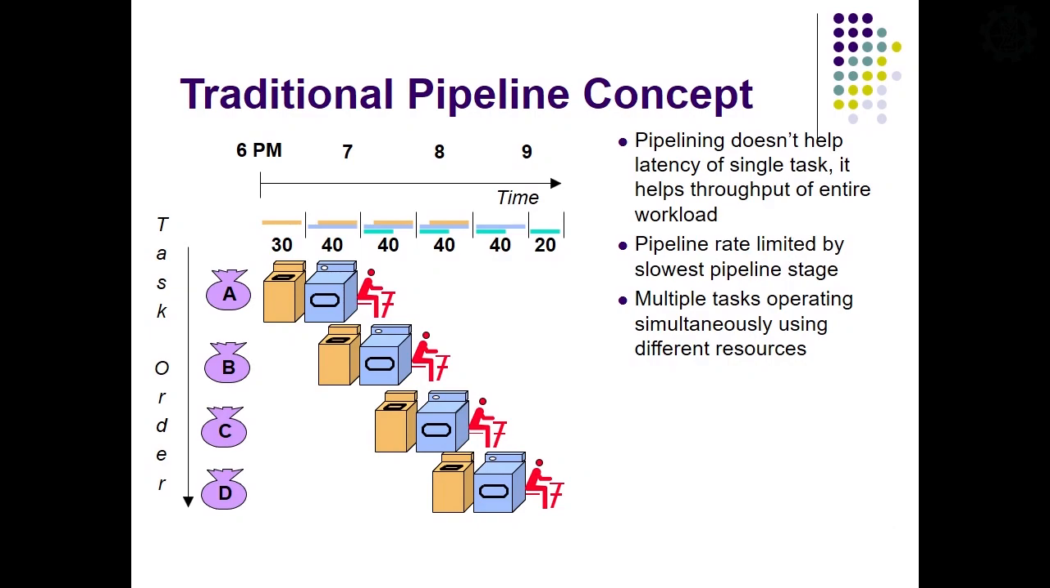There are some assumptions: no one should stop in between, life will be very smooth. It will be good if each unit takes equal time. The pipeline does not help the latency of a single task, as I said, the single task will take exactly the same time. Pipeline rate is limited by the slowest pipeline stage. I do not like reading these slides. Multiple tasks operate simultaneously using different resources and so on. You can read those things.